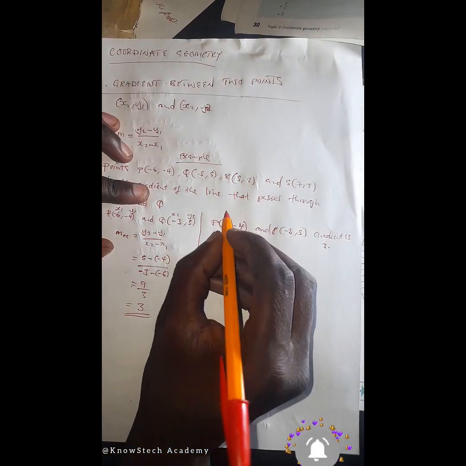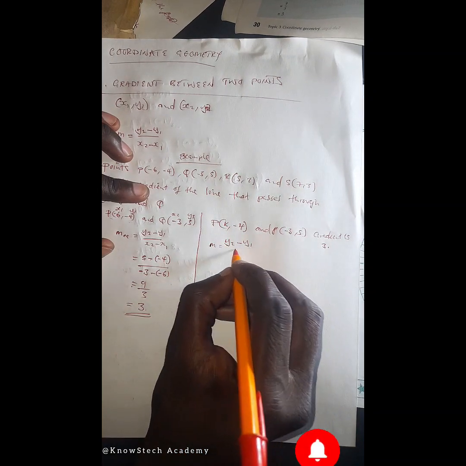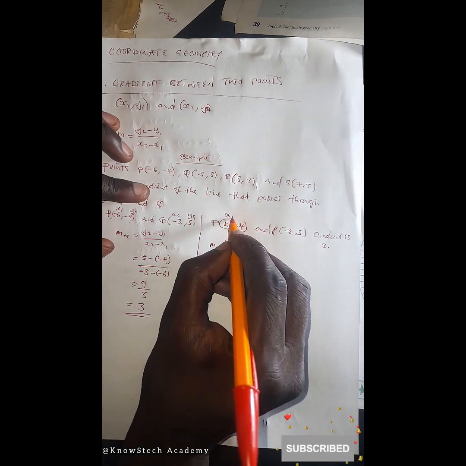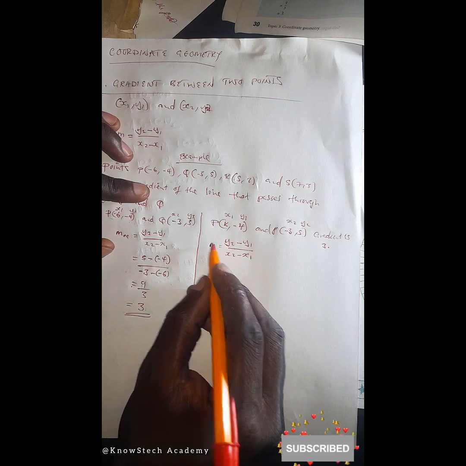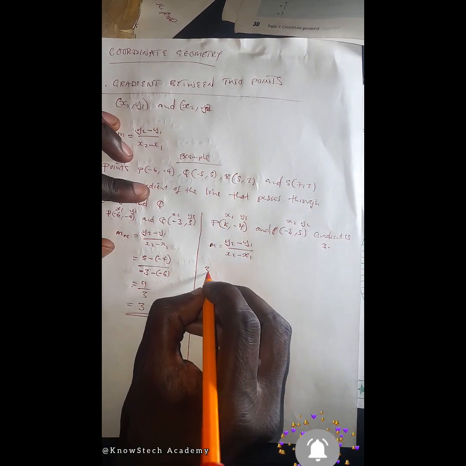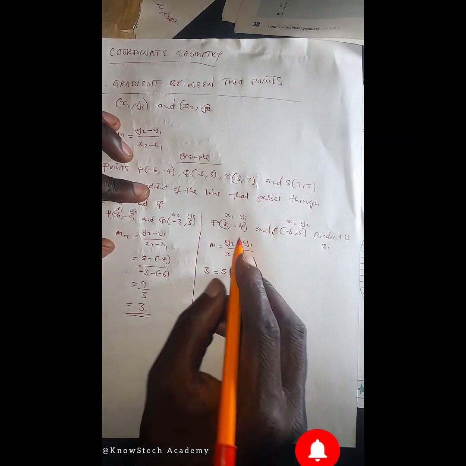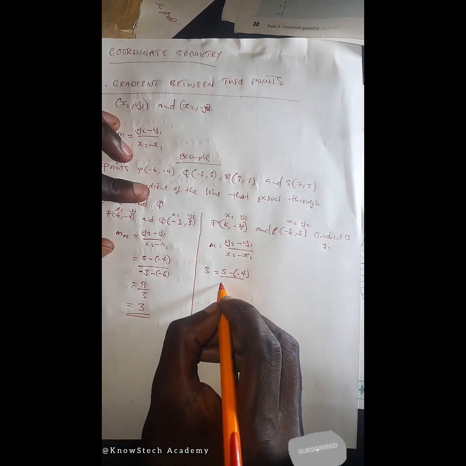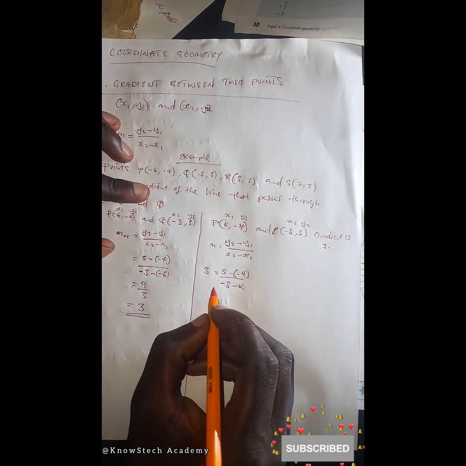Okay, so this one is very simple. Just write down the formula, which is gradient is equal to y2 minus y1 over x2 minus x1. This is x1, this is y1. This is x2, this is y2. Where there is m, gradient, we substitute with 3. 3 is equal to y2, which is 5, minus y1, which is -4, over x2, which is -3, minus x1, in this case k.